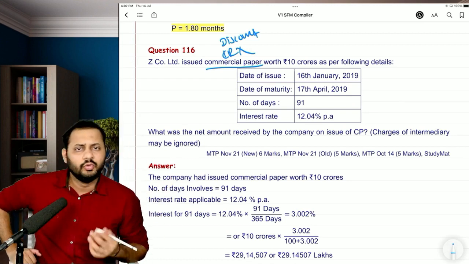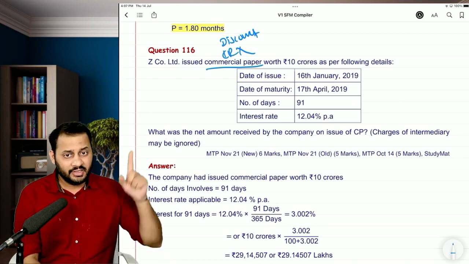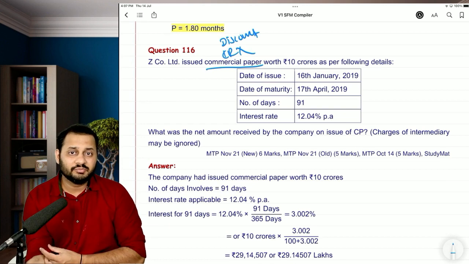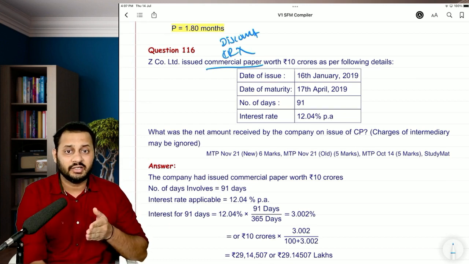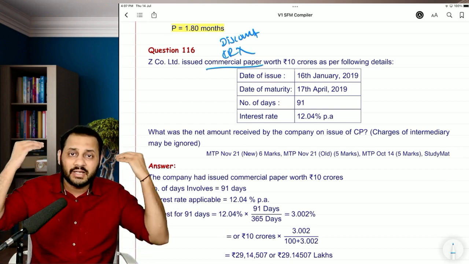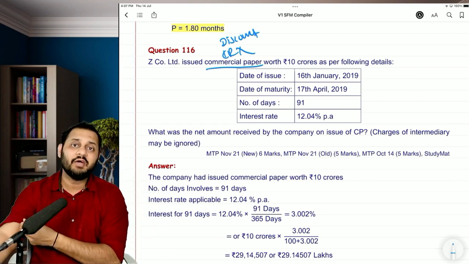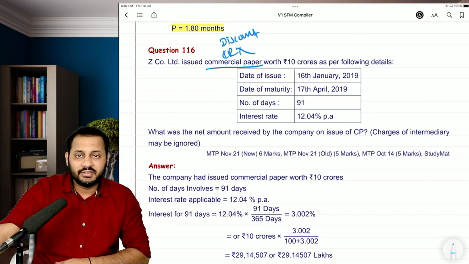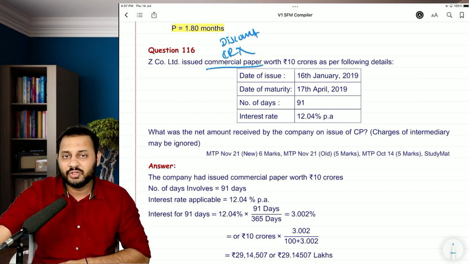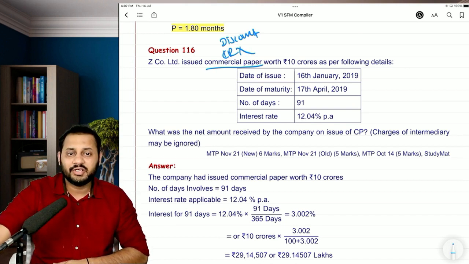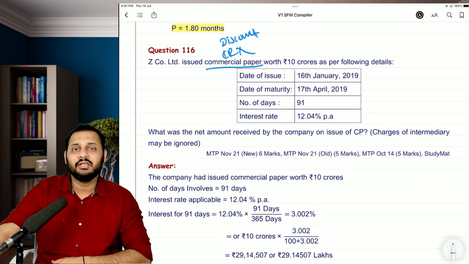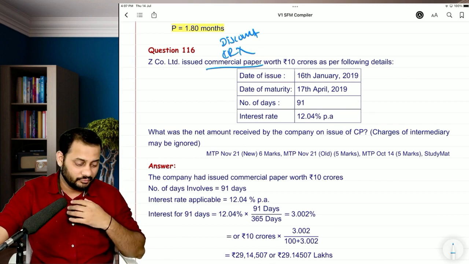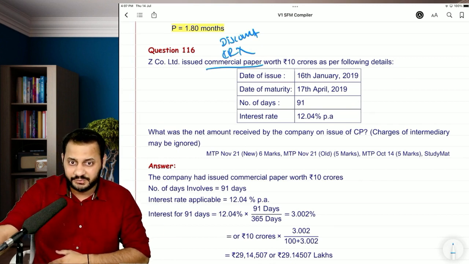That is the return for whosoever is investing. So that 10 crore rupees you are looking at is not something the company received in the beginning. 10 crore is something that the company will pay at the end. They might have issued it at a discount. As per the following details: date of issue 16th January 2019, date of maturity 17th April 2019. Fortunately, they have already calculated the number of days. Otherwise, I was about to start the calculation.